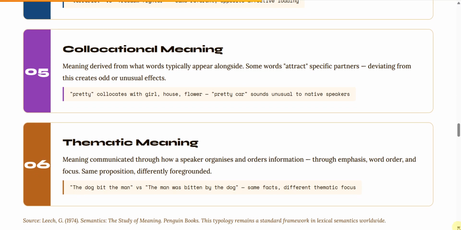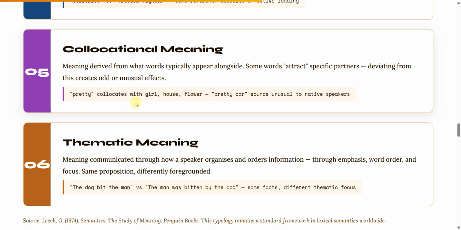Then let's look at collocational meaning. Meaning derived from what words typically appear alongside. Some words attract specific partners. Deviating from this creates odd or unusual effects. So it is how you associate meaning with something.